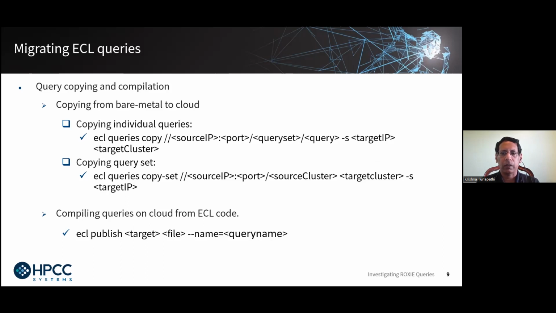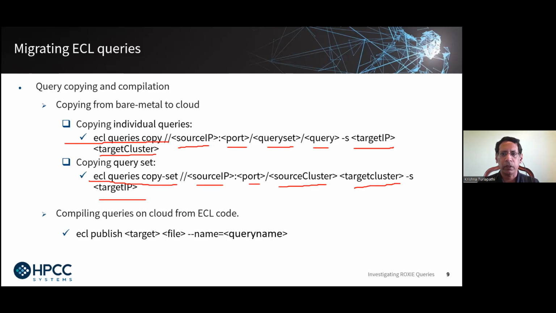To copy individual queries, use the command ECL queries copy and provide the source IP information, the port information, the query set name, the query name, and specify your target IP in the target cluster. To copy the entire query set, use the command ECL query copy set and provide the source IP, port, source cluster name, target cluster name, and the target IP information.